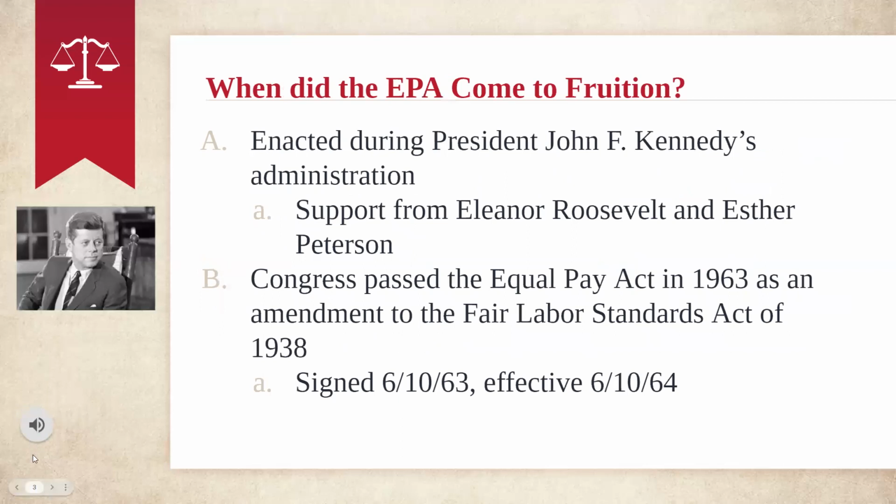When did the EPA come to fruition? So this federal law was enacted during President John F. Kennedy's administration. Two pioneers that heavily supported this law and were an integral part in its movement forward were Eleanor Roosevelt and Esther Peterson. I will note that this law was passed in 1963, but it did not become effective until June 10 of 64. And it was passed as an amendment to the Fair Labor Standards Act, which serves to regulate minimum wages, overtime, and child labor.